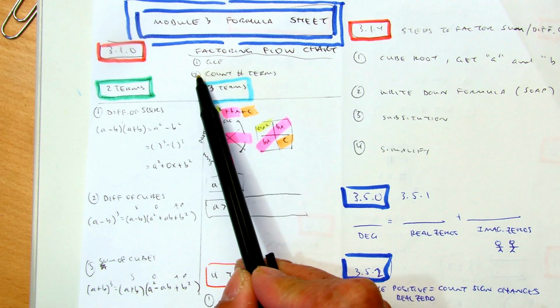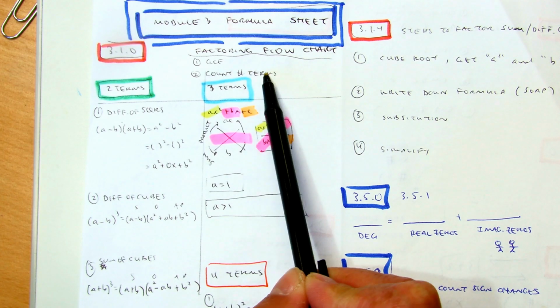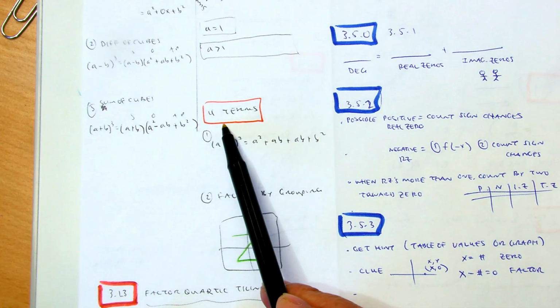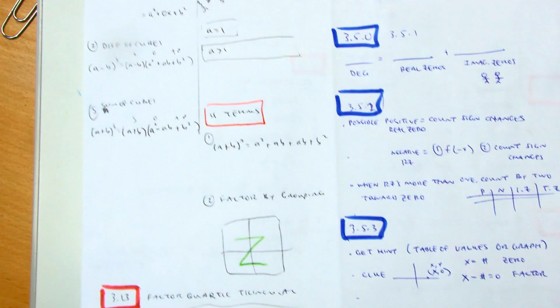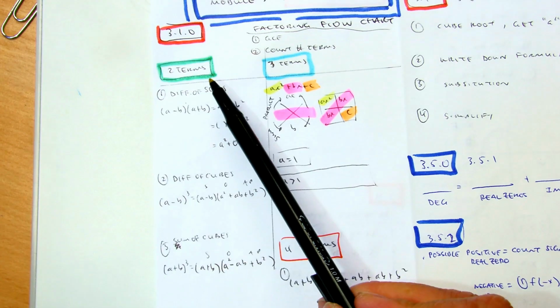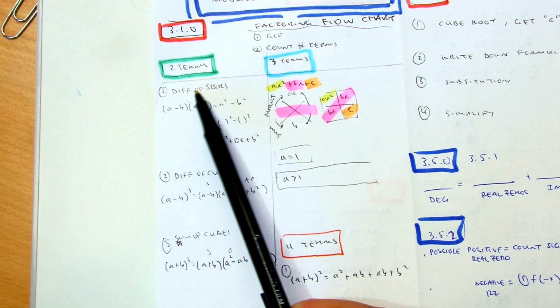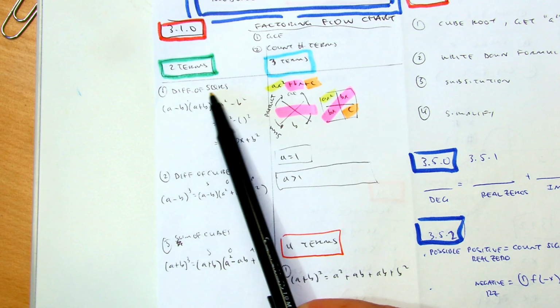The second thing you want to do is count the number of terms. You might have 2 terms, 3 terms. I ran out of space and I wrote 4 terms. The first one, underneath 2 terms, is that you might have something called the difference of squares. That's the abbreviation for squares.